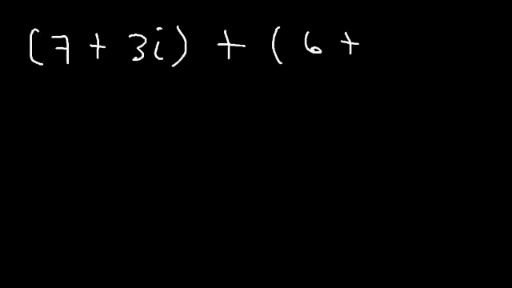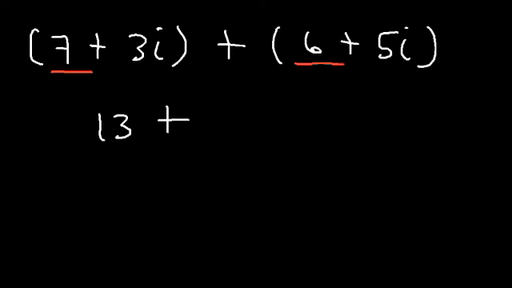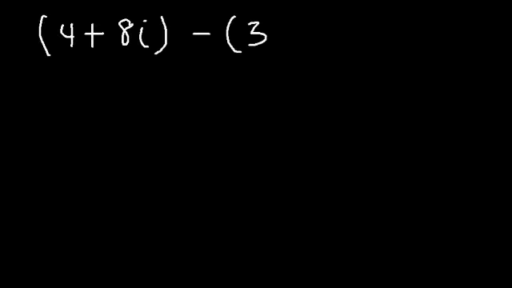So let's try another example. Go ahead and add 7 plus 3i plus 6 plus 5i. So 7 plus 6 is 13. 3i plus 5i is 8i. Try this one. 4 plus 8i minus 3 minus 5i.